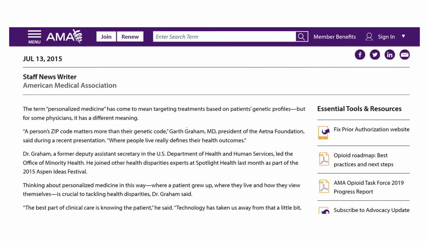And I'll open quote, a person's zip code, not the genetic code, but a person's zip code matters more than their genetic code, end of quote, right? During a presentation he did, open quote, where people live really defines their health outcomes.